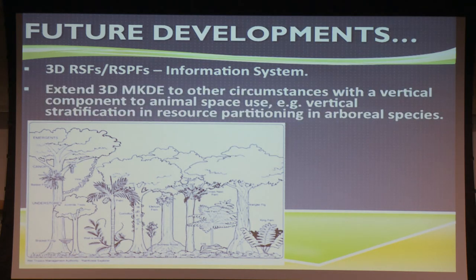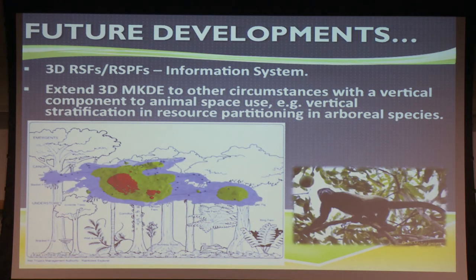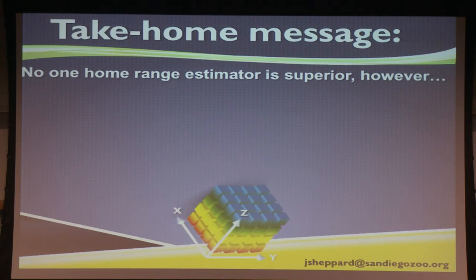platform as well. But you could also extend 3D home ranges to a whole variety of other circumstances where you've got a vertical component to animal space use. For example, you could have vertical stratification and resource partitioning in arboreal species such as primates. So if you're tracking a bunch of monkeys in a rainforest, you could create 3D home ranges and see whether they're intersecting or not.